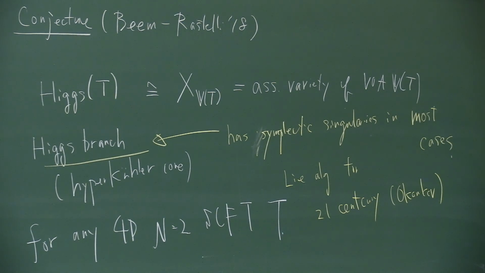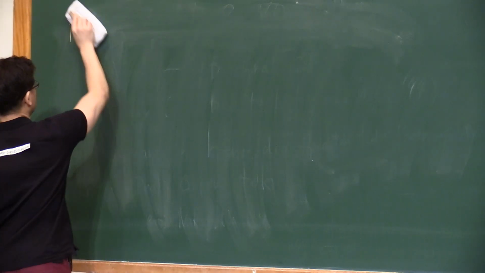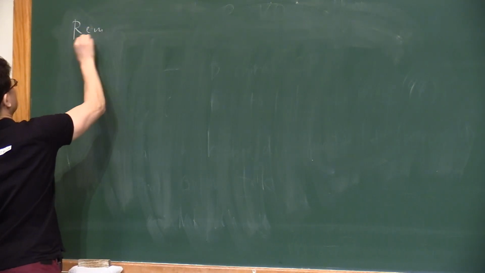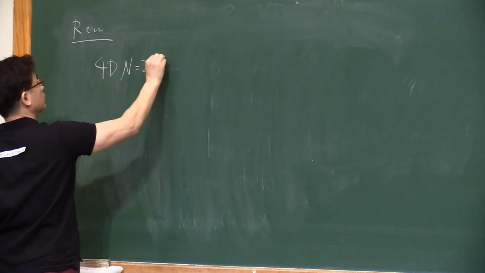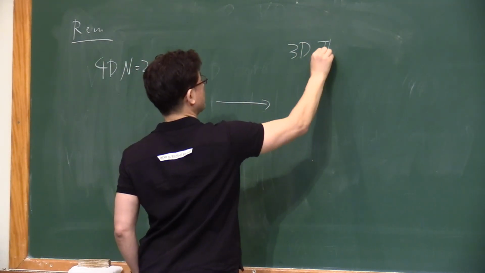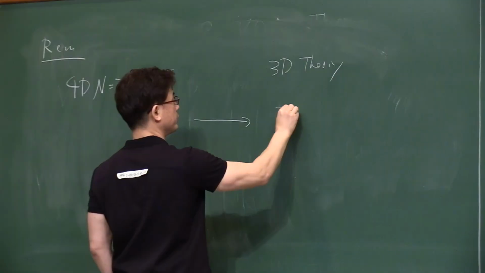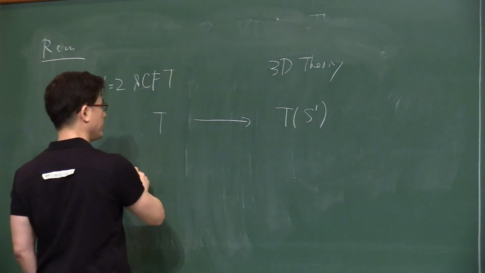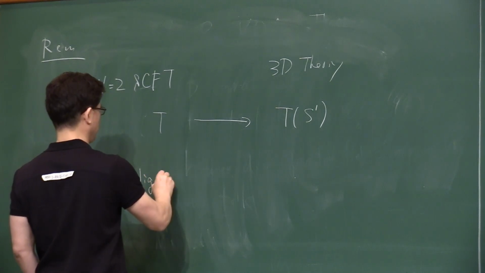And maybe I should also explain the connection with Coulomb branches of the three-dimensional gauge theory, because it's kind of becoming a big subject. So if you have a four-dimensional N equals 2 superconformal field theory, you can get a three-dimensional theory by dimensional reduction, by so-called S1 compactification. And then it's known that the Higgs branch remains the same.